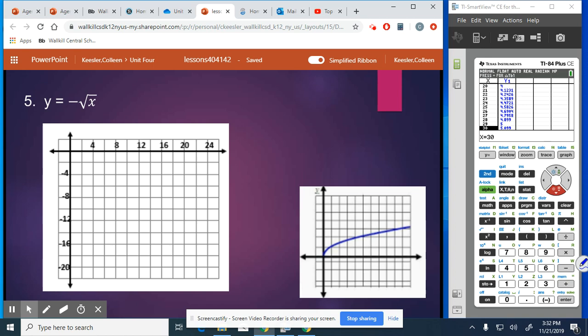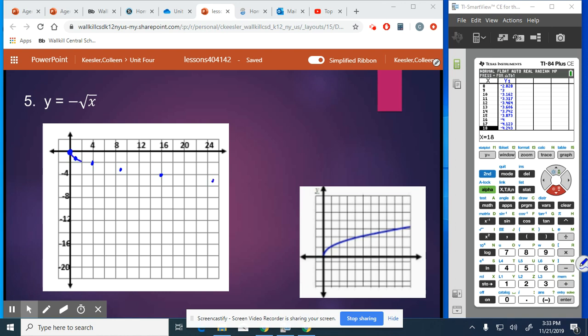Number 4, we have the negative square root of x. So we go back to y equals, we clear. We do negative second square root x and pull up the table. Remember, instead of scrolling, I can press second window and go back to 0 very easily. So I have 0, 0 again. Then I have 1, negative 1. Then I have 4, negative 2. 9, negative 3. 16, negative 4. And 25 would be at negative 5.